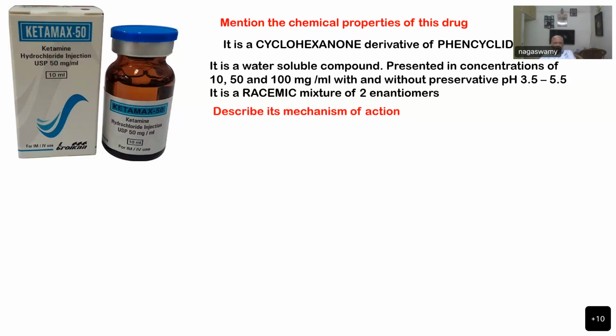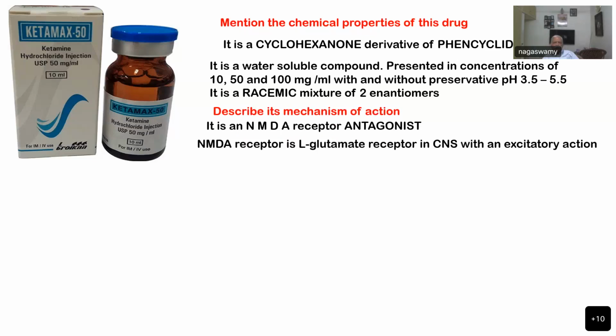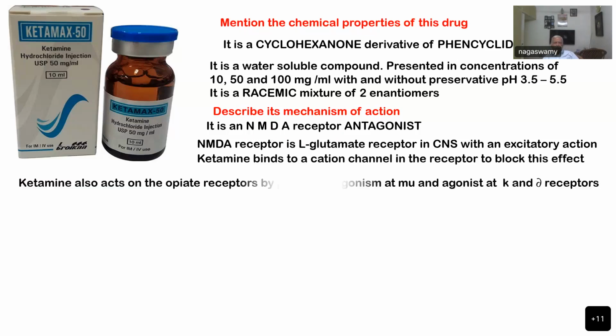How does ketamine act? Very common question. What is the mechanism? NMDA. Cortical dissociation. So it is an NMDA receptor antagonist. That's the correct answer. The NMDA receptor is an L-glutamate receptor in the CNS with an excitatory action. This receptor causes excitation, and ketamine binds to a cation channel in the receptor to block this effect. That is how it is acting.